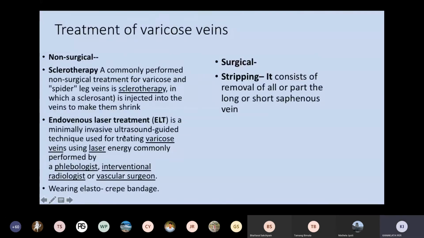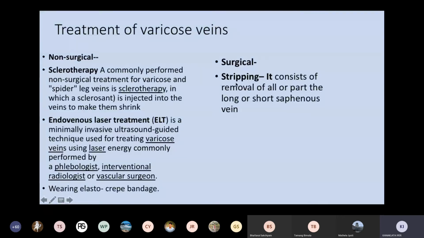So then, how do you treat? There is non-surgical and surgical treatment. Non-surgical, you do what is called sclerotherapy. That means a sclerosant, a material which will solidify in the vein, all right, or it will make the vein shrink. That is injected into the veins. That is one, sclerotherapy. Second, endovenous laser treatment, which is done by these vascular surgeons, and I will tell you what it is. The third, non-surgical, is wearing the elastocrepe bandage.